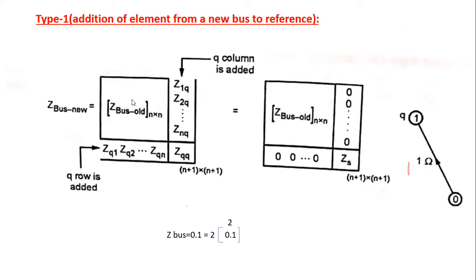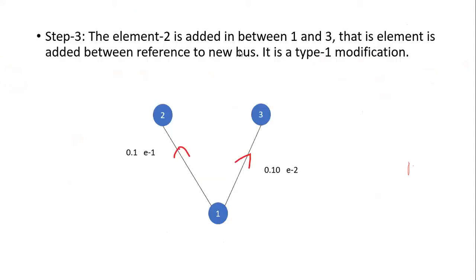Next, coming to the third step, step 3. Element 2 is added between 1 and 3. 1 is the reference bus and 3 is the new bus. So the element is added between the reference and the new bus.